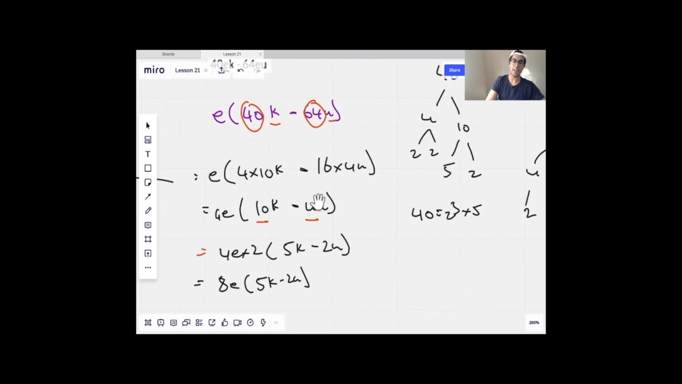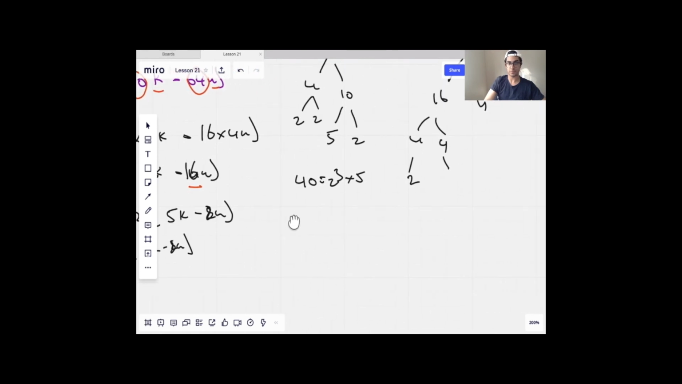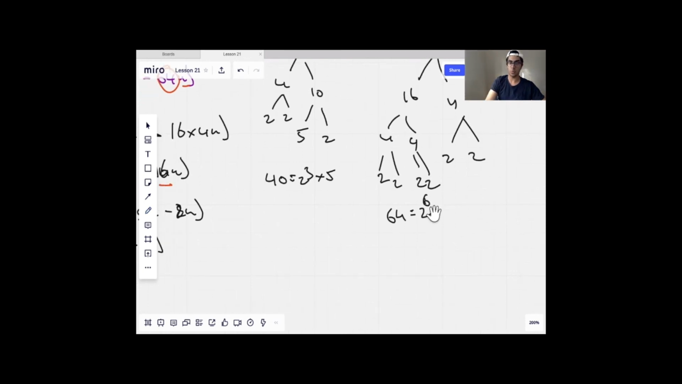Oh, look at me, I actually made a mistake here. So we'll take the 16 out, not the 4, right? So we have 16 here, and then 8. That was my mistake there. So yeah, we have 2, 2, then 2, 2, which implies 64 is equal to 1, 2, 3, 4, 5, 6, 2 to the power of 6. So we can see that the highest common factor here is 2 cubed.